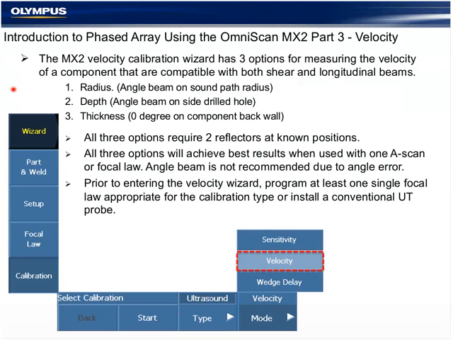The MX2 velocity calibration wizard has three options for velocity: a radius, a depth, or a thickness. Depth and thickness essentially work similarly in that they're designed for a side drilled hole at 0 degrees, whereas the radius is possible in a shear wave angle beam inspection, and that's what we would normally use. In the wizard itself, we select a velocity of the mode and select start.